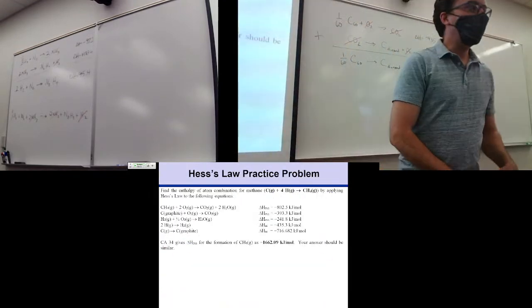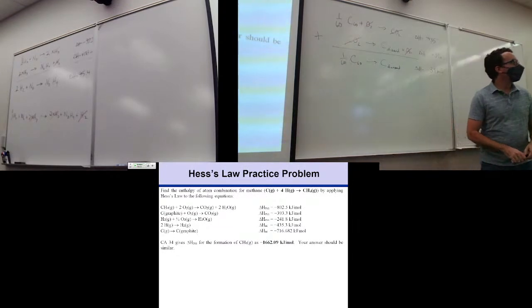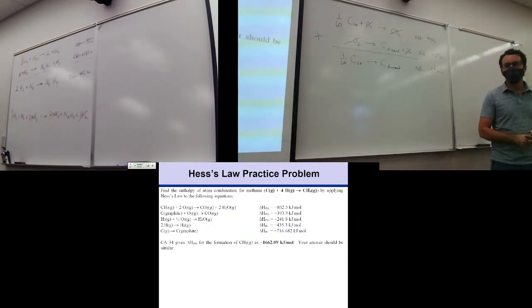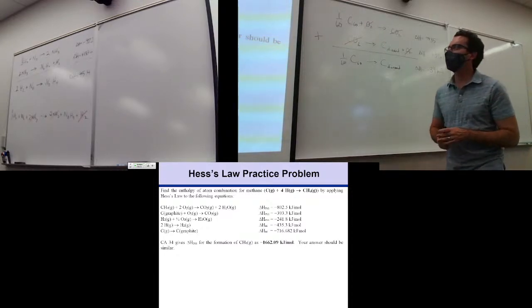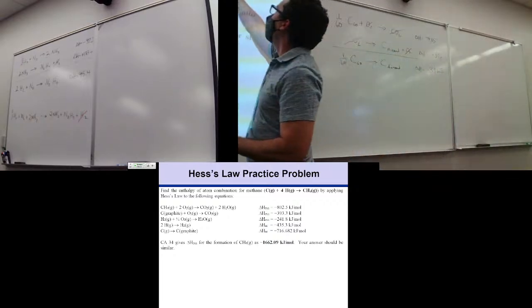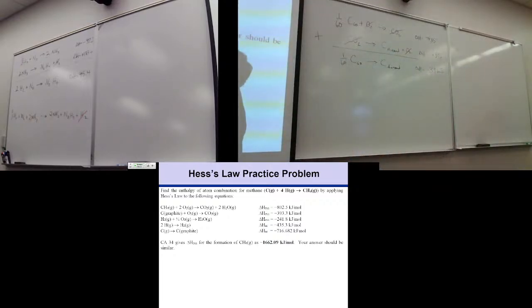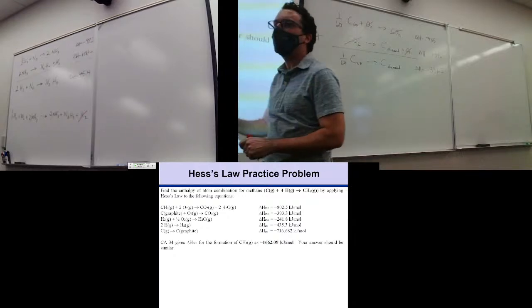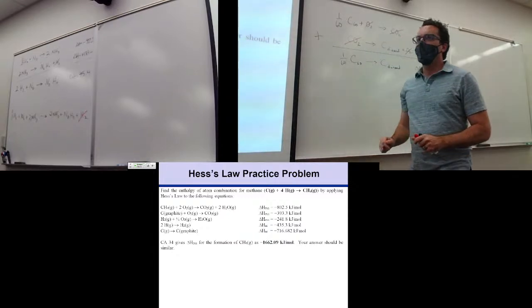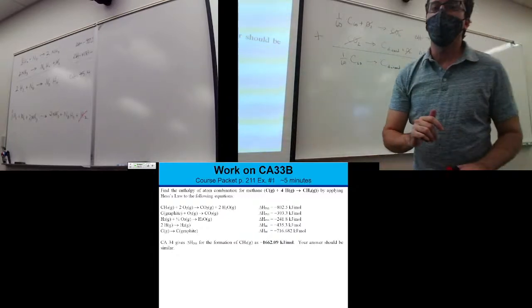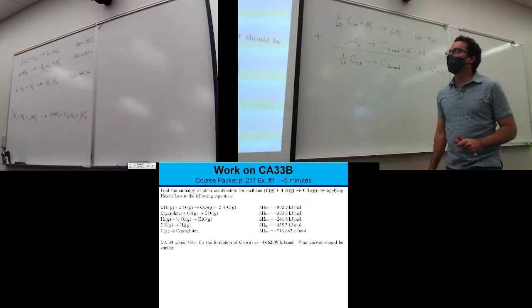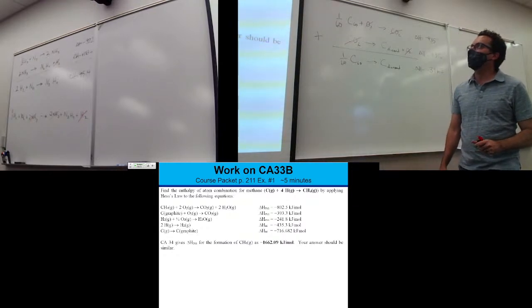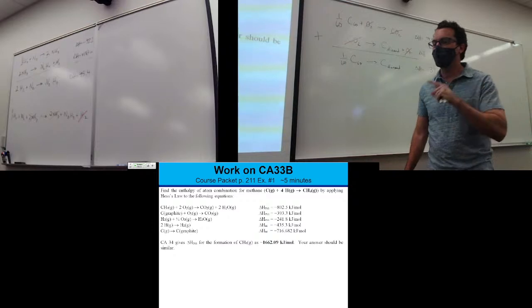Now, I tried to make my class yesterday do this, and it took a long time. So maybe we should do this together on the board. But this is a really long one. We're trying to find the delta H of this equation at the top, a carbon atom plus 4 hydrogen atoms make methane. This is actually a connectivity one, so if you want to look at it in your connectivity, it's 33B, exercise 1.